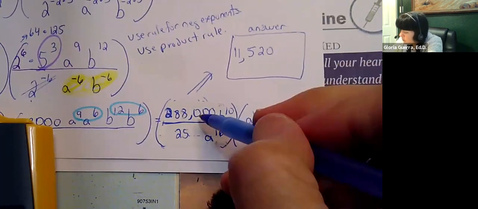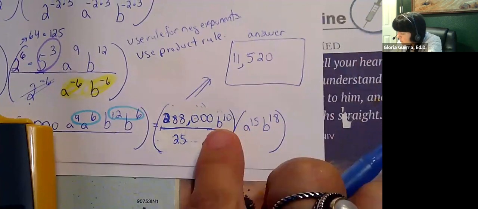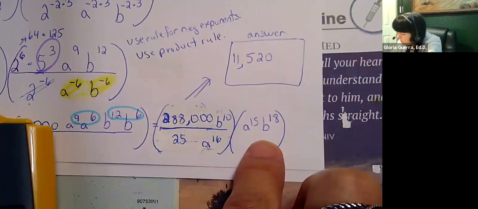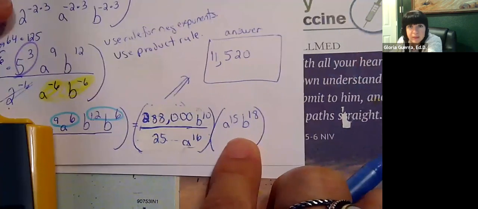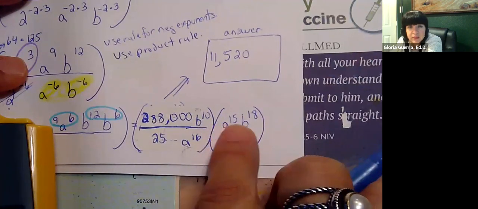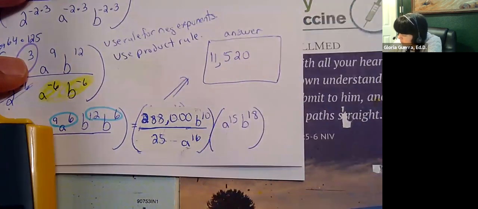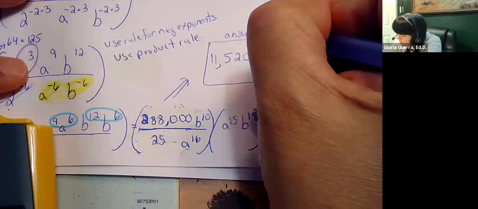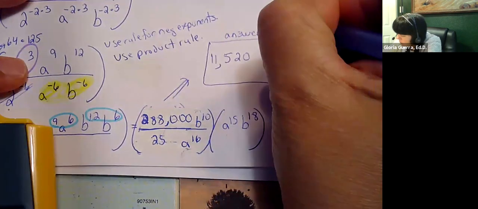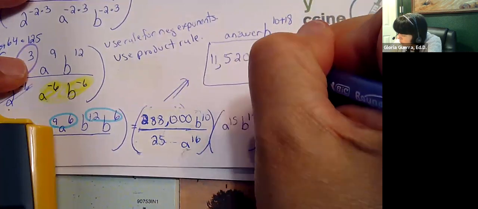Okay, so we already took care of this. This gave us 11,520. Now we're going to take care of these here. So I believe on here we can add these. We can add 10 and 18. So on the B, it's going to be 10 plus 18, which is 28.